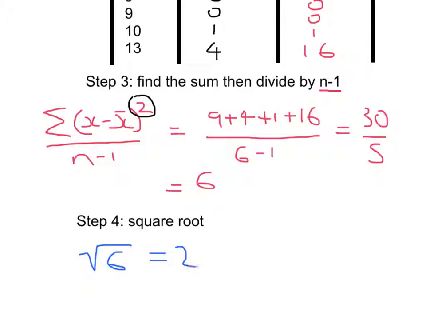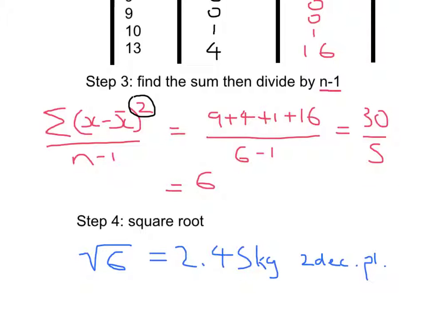which is 2.45 to 2 decimal places. So we can say that the standard deviation from the mean of our set of data is 2.45 kilograms.